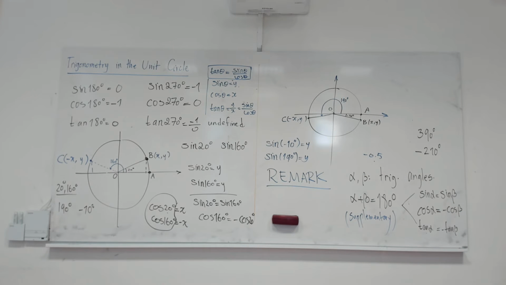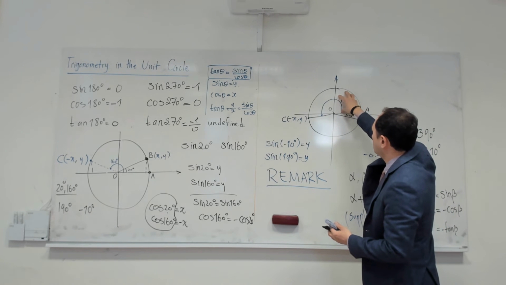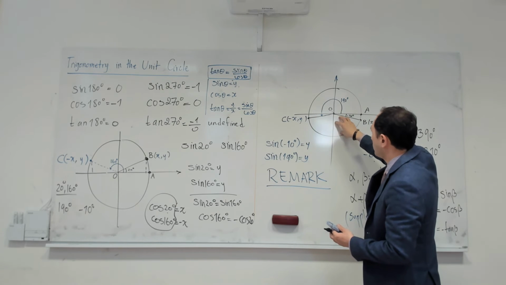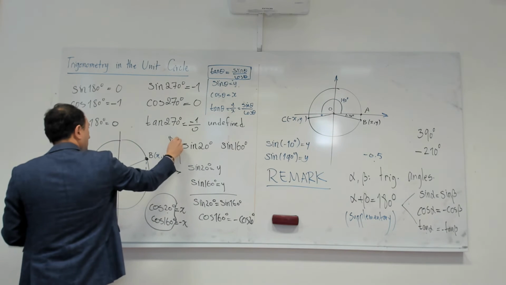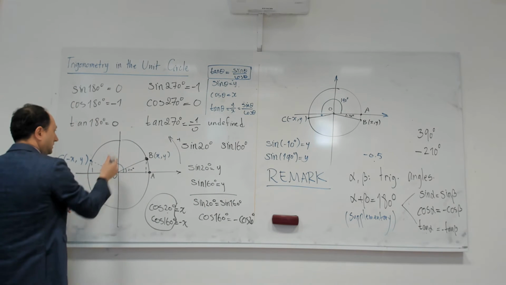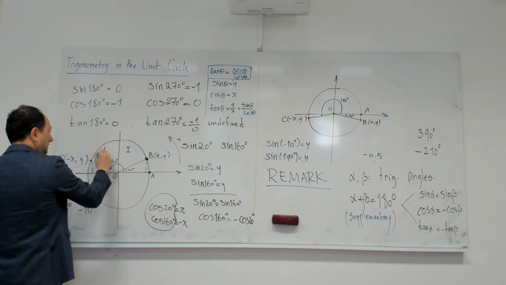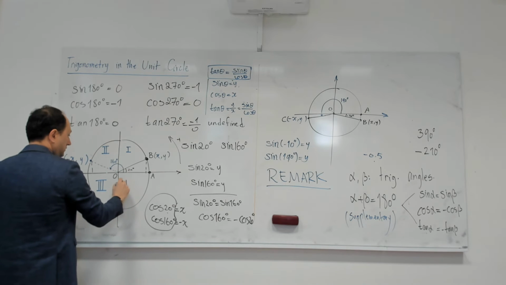By the way, this is also good to know. This is called the first quadrant, the second quadrant, the third quadrant, and the fourth quadrant. Because I told you that this is the positive direction, so this quadrant is the first quadrant, the second quadrant, the third quadrant, and the fourth quadrant, yes?